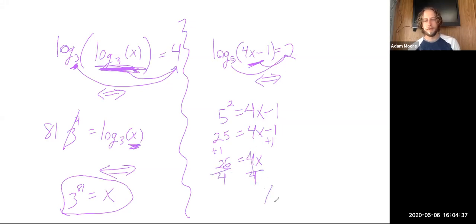Then we got ourselves x equals just 26 over 4. Maybe reduce it if you get the chance. That's 13 over 2. I love it.